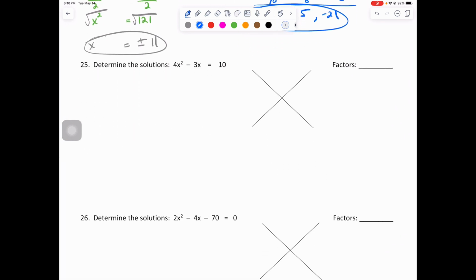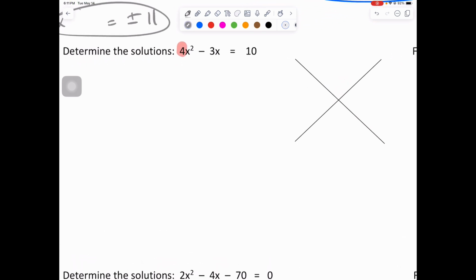Moving forward for number 25, and here we go again. We have 4x squared minus 13x equals 10. It wants the solutions again, but we have to shift the 10 over. I am going to highlight our 4 here, and then we begin. All right, so let me shift this 10 over by taking minus 10, and we're going to squeeze that in, minus 10.